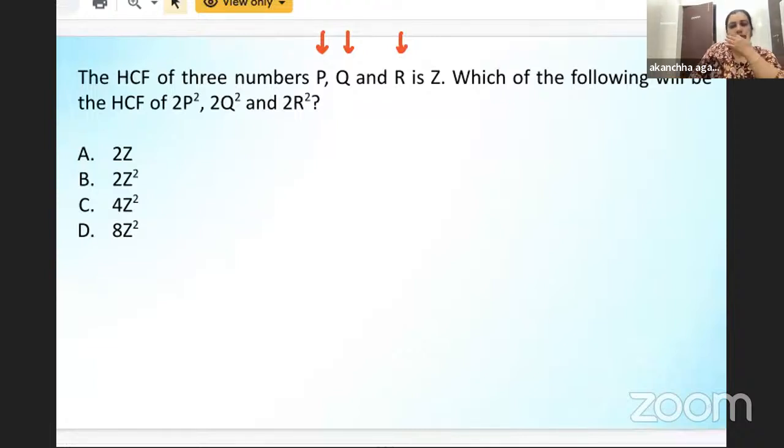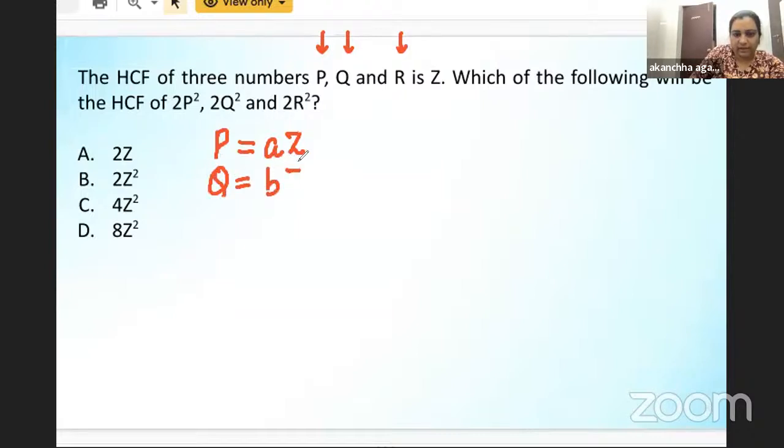Fine. So let's start. The HCF of the three numbers is given to us as z. So we'll take the first number as a product with z, like I can say that p is equal to a times z. If I assume, q again will be b times z. You see the only common factor between p and q is z. And for r, let us assume it is cz. Fine. Now what are they asking?